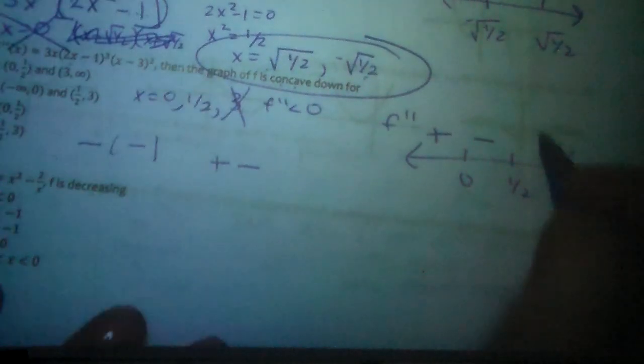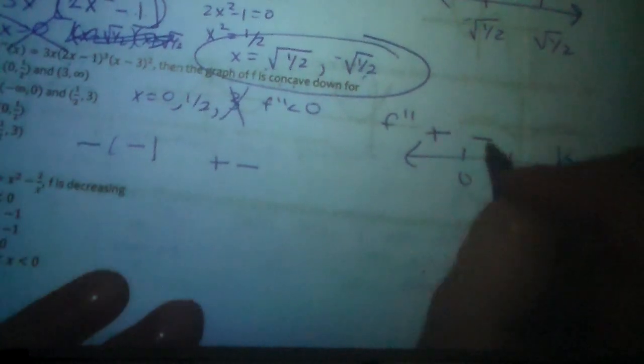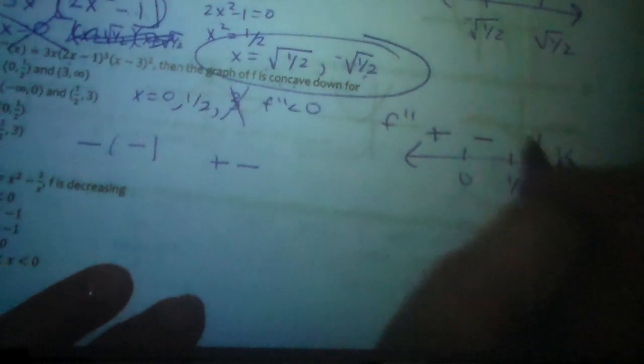And then, no, it's going to flip signs. I don't know why I did that, because actually once I have 1, I know these flip signs and this doesn't. So it's concave down only from 0 to 1/2.